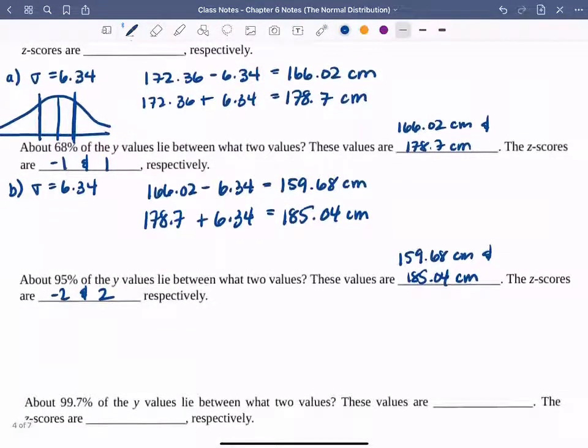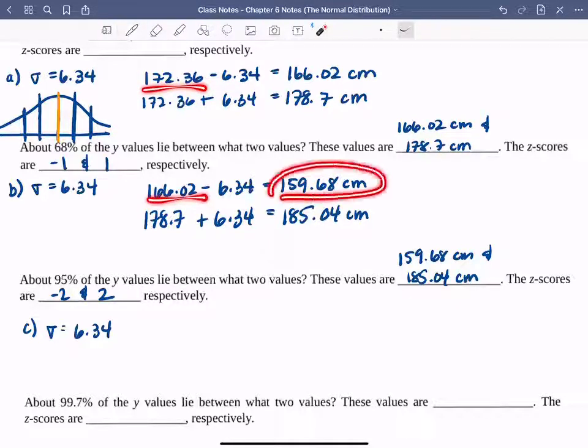All right, last one here. So we have these now. I'm just going to keep building to this graphic up here. I'm going to put this as our middle, so it's a different color here. Now we need to find out here, because we need the 99.7%, which is 3 standard deviations away. So same thing. We still have the same standard deviation of 6.34. But instead of starting at 172.36 or 166.02, we're now starting at 159.68. That's going to be our first lower bound.